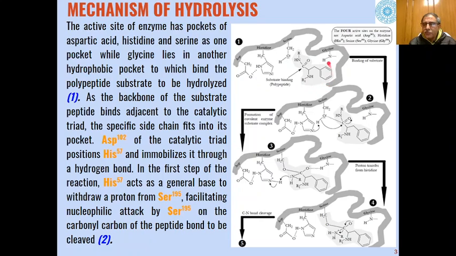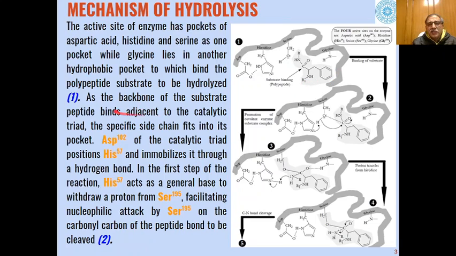So this hydrophobic pocket will accommodate the aromatic ring present in the substrate. That is why the presence of this aromatic ring is compulsory for the hydrolysis of such a polypeptide substrate. So in the first step, a stable enzyme substrate complex is formed, with the aromatic ring accommodated in the hydrophobic pocket.